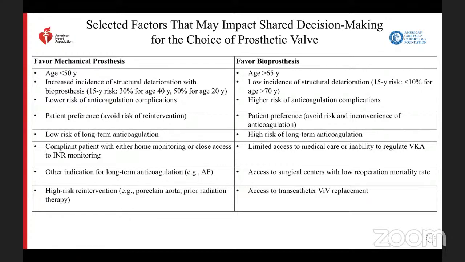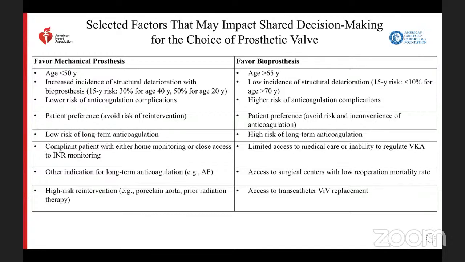So some factors that favor mechanical versus bioprosthetic valve: age less than 50 years, increased incidence of structural deterioration with bioprosthesis, being a 15-year risk of 30% for age of 40 years and 15% for age of 20 years. So obviously, younger age at surgical intervention will increase the risk of bioprosthetic structural deterioration.